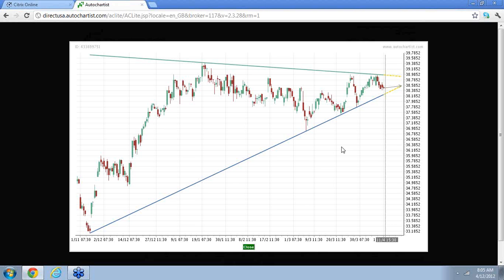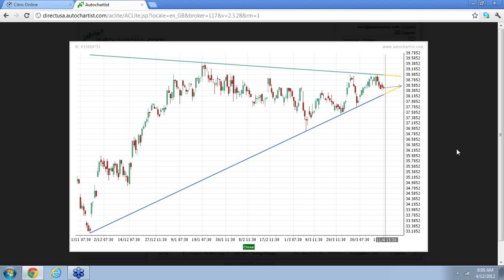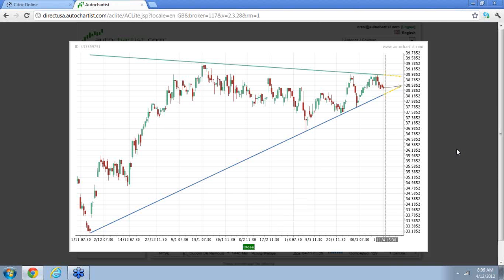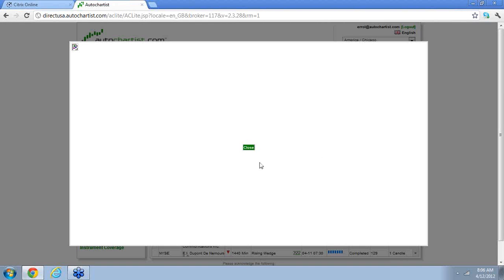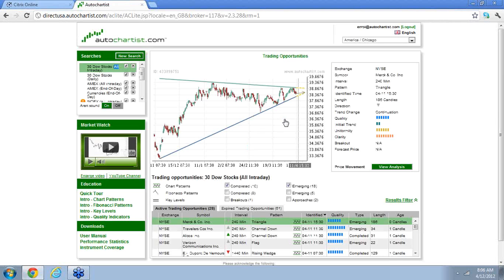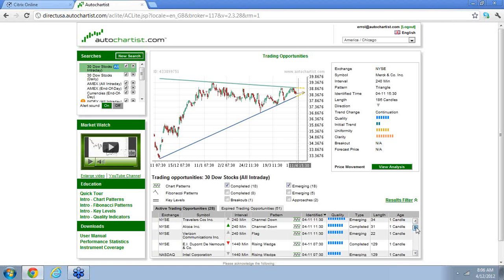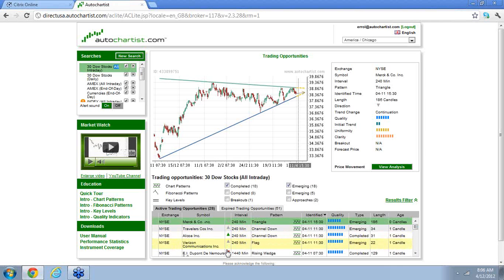But the main thing I want to do is create an opportunity or a list of stocks that are trading with the same bias as the big picture. When I look through my search list, I want to look for stocks that have red arrows.